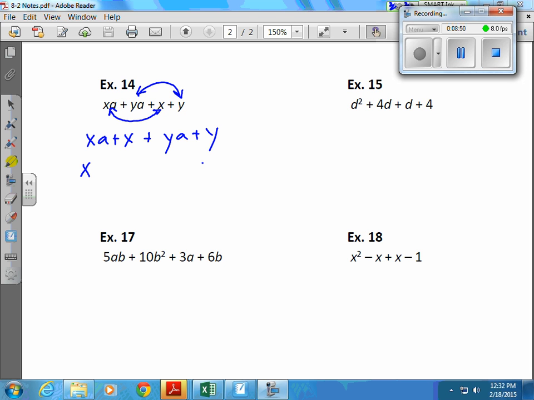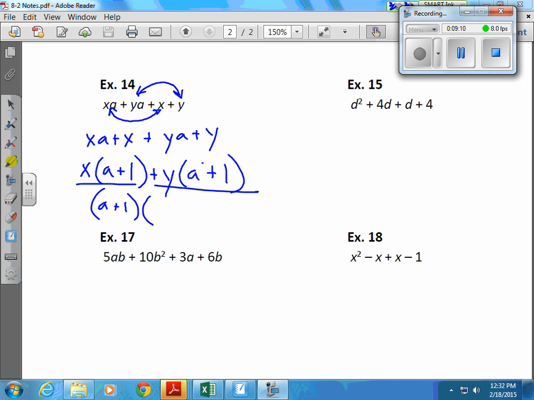Factor out the x from the first two terms, and get a plus 1. Factor out a y from the second two terms, and I still am left with an a plus 1. So then a plus 1 is a factor in both of these two terms, and when I factor it out, take an a plus 1 out of the first one, you get left with x. You take an a plus 1 out of the second one, you're left with y. And again, go back through and FOIL that and make sure you end up back where you started.